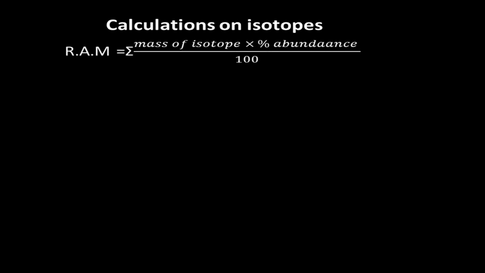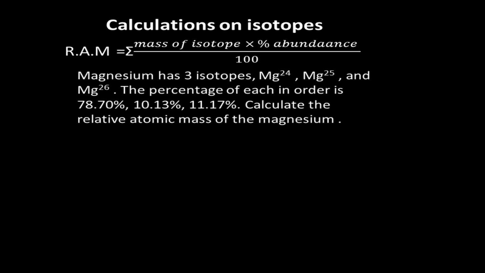Calculations on isotopes. The formula is given as relative atomic mass is equal to summation of mass of isotope times percentage abundance over 100. Let's take an example. Example 1. Magnesium has 3 isotopes: magnesium 24, magnesium 25, and magnesium 26. The percentage of each in order is 78.7%, 10.13%, and 11.17% respectively. Calculate the relative atomic mass of the magnesium.